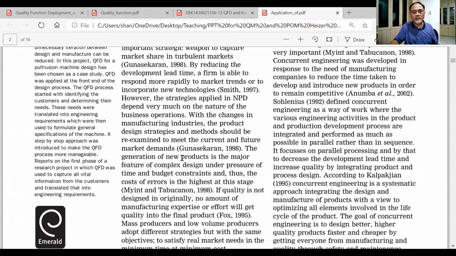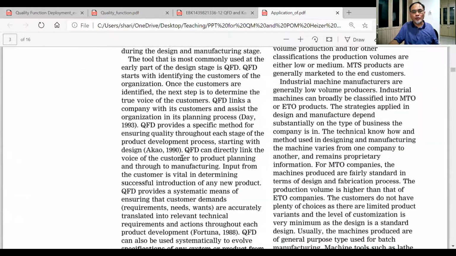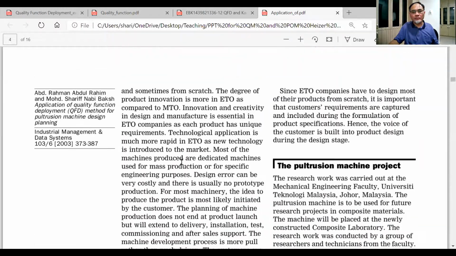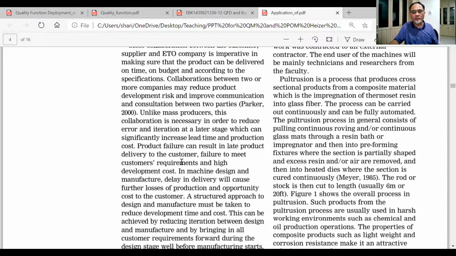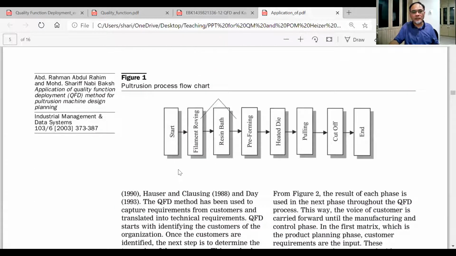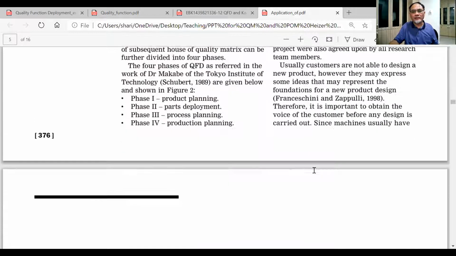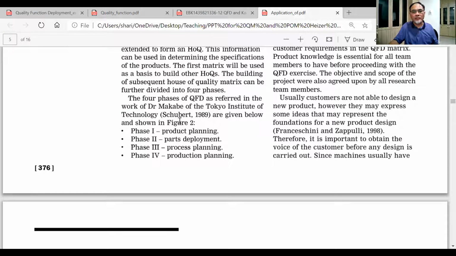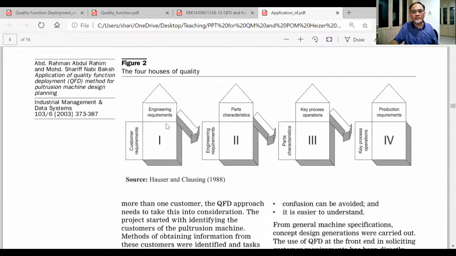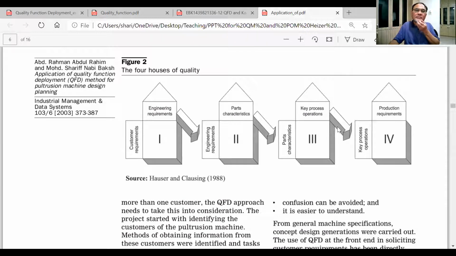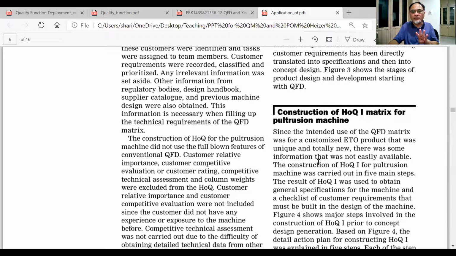design planning. Okay. And truly enough, if you go to the step, in fact, there are softwares for QFD. We can contact Dr. Rahman also for that. So you have the pultrusion process, and then you have this what we call QFD stages, 4 stages, as I mentioned in my slides, Hauser and closing. This is the four houses of quality for QFD.